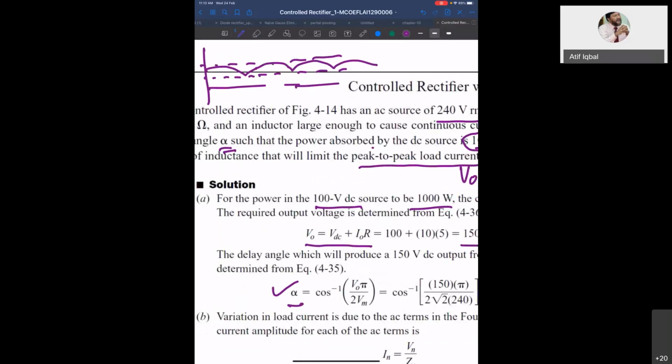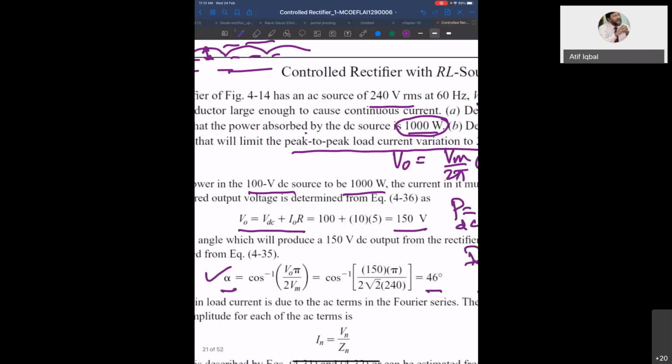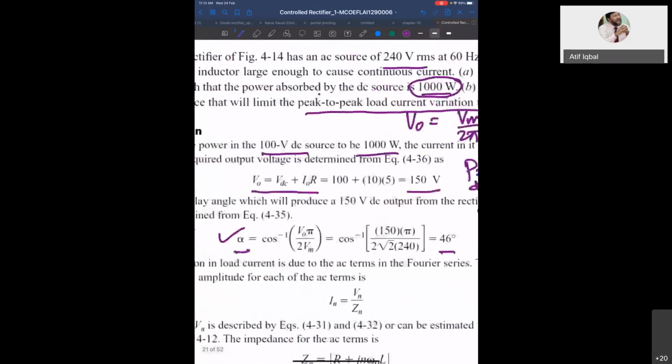Doctor, I have a question. Yes. Doctor, shouldn't the current be negative? No, current will not be negative. The voltage can be negative for the reverse power, but the current will not be negative. Why would the current be negative?